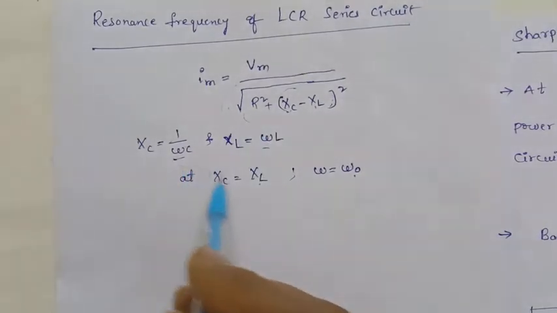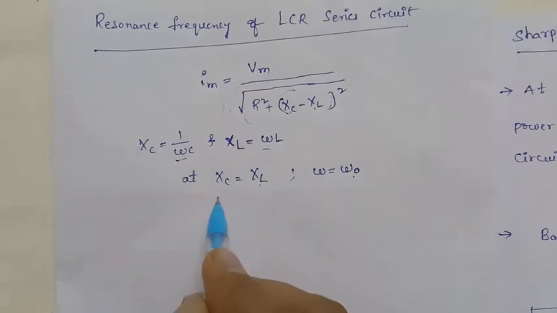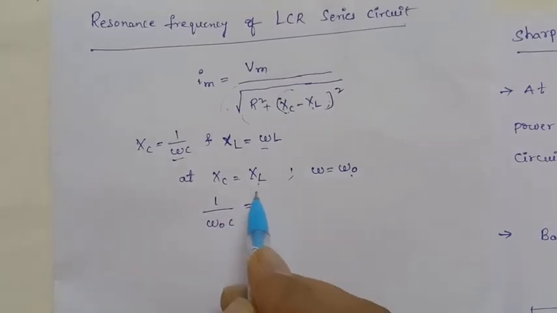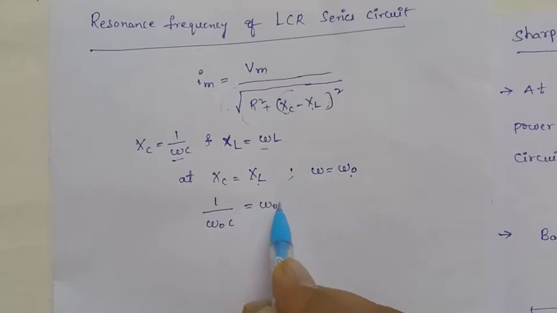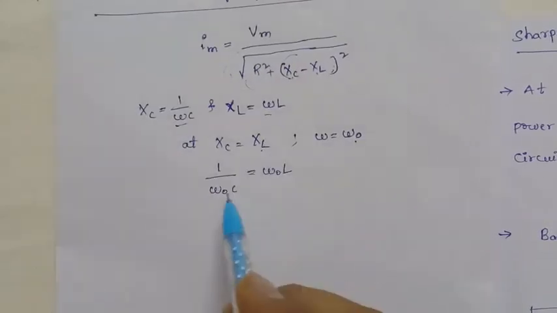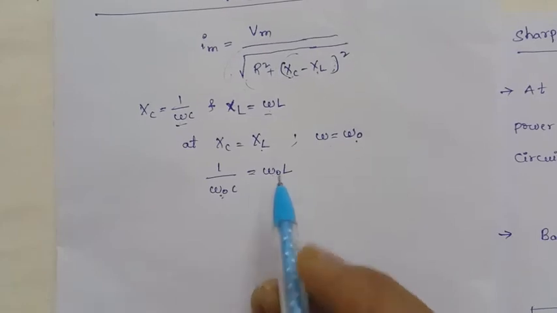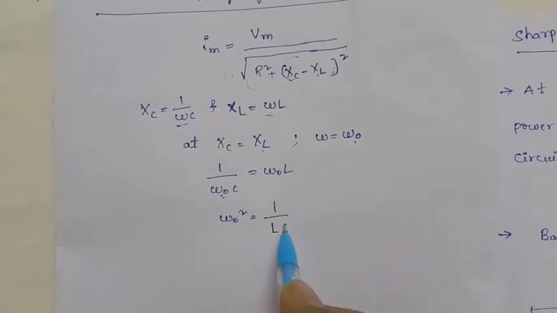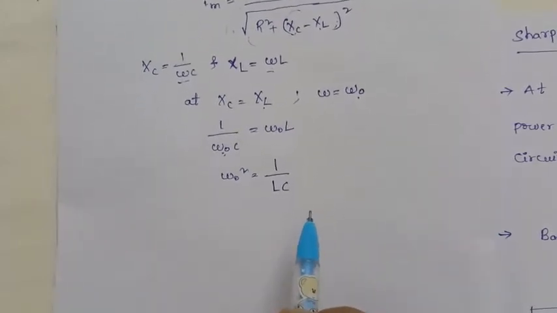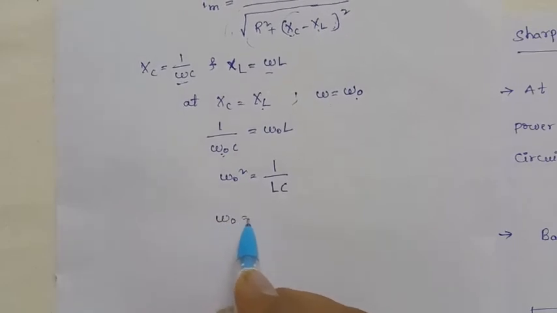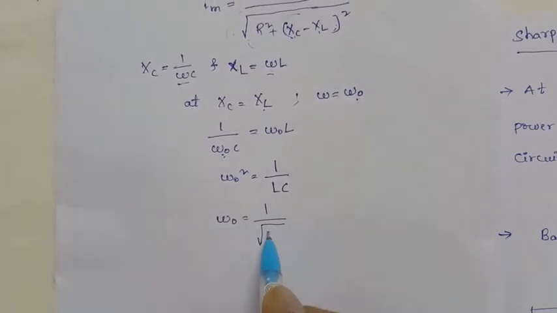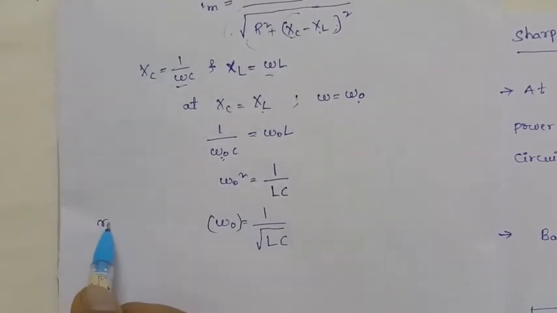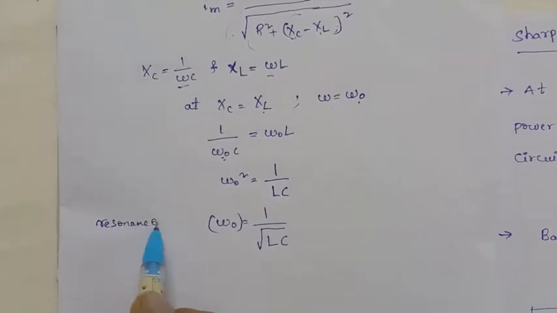So Xc is equal to XL means 1 by omega naught C is equal to omega naught L. Taking omega to this side, omega naught square is equal to 1 upon LC. Then omega naught is equal to 1 by the square root of LC. This omega naught is called the resonance frequency.